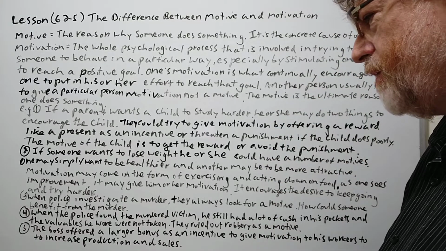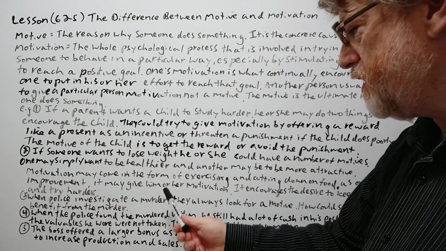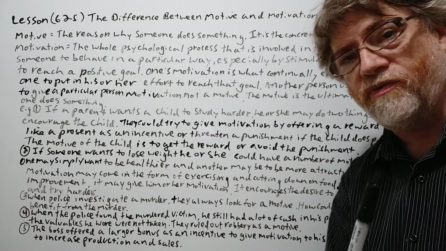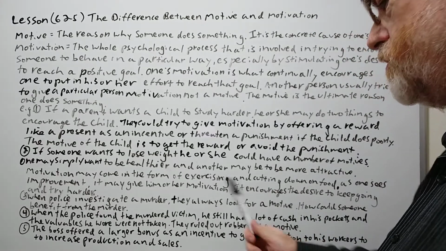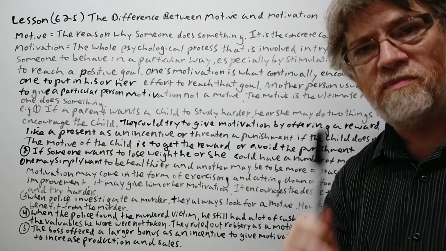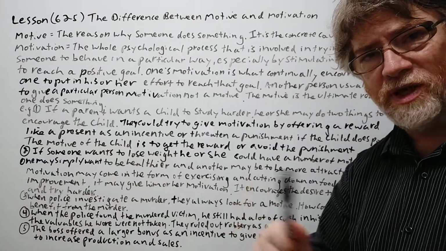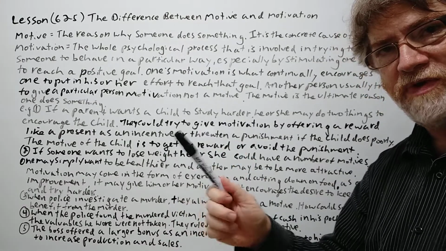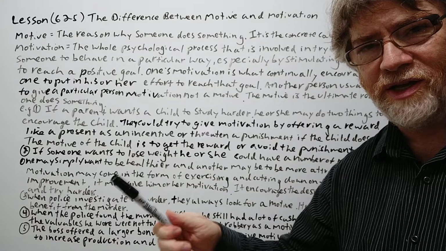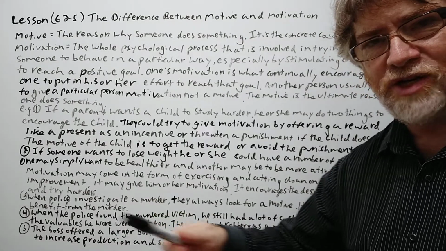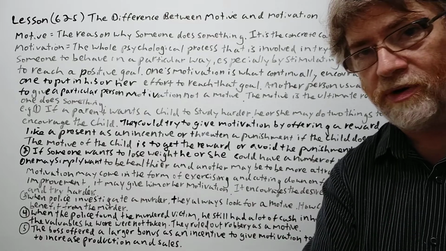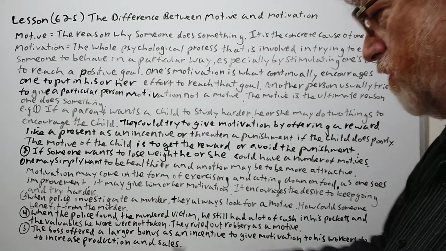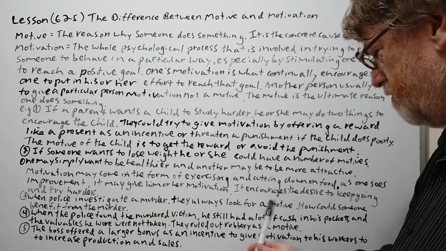All right, let's continue. Number three, when the police investigate a murder, they always look for a motive. They want a reason why. How could someone benefit from the murder? So they're looking for a motive. They're looking for that reason why he would have committed it. They're not actually looking for motivation. They're not trying to give motivation or get motivation. They're just looking for the reason. So that's the motive.